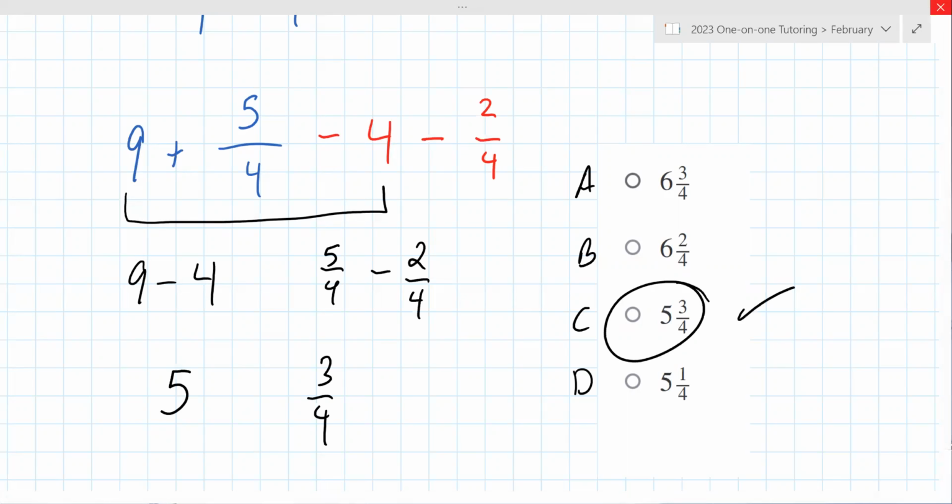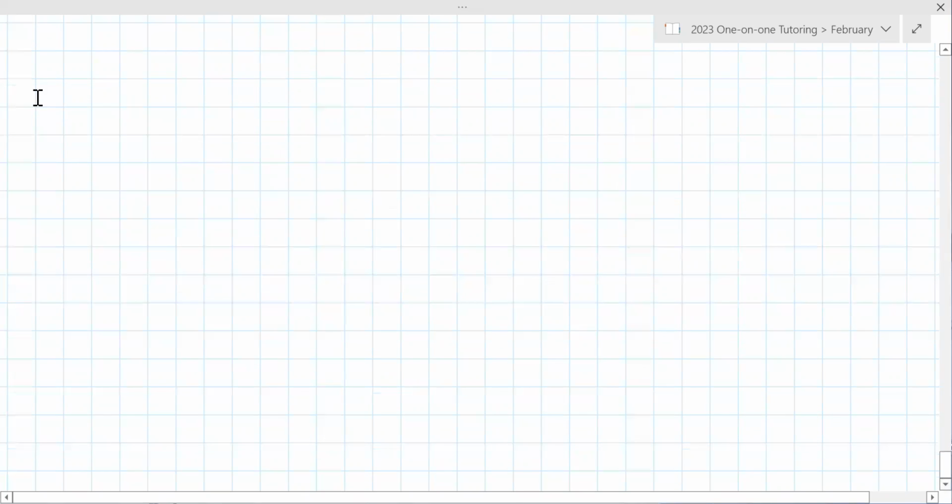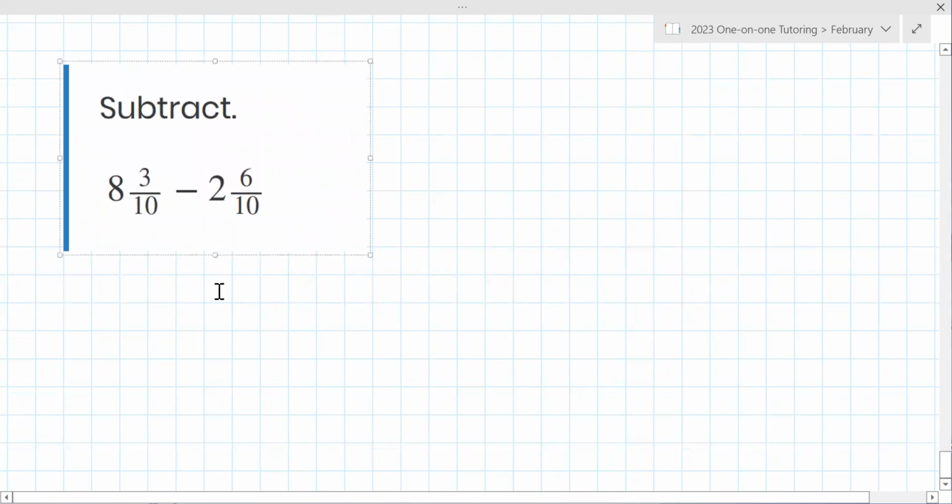So I think there's a couple more here we can work on. So hopefully that was very clear. So here's one just like it for us to work on. All right, so here we go. All right, so we're going to take this one right here. And we're going to turn this into 7 plus 1 plus 3 over 10.